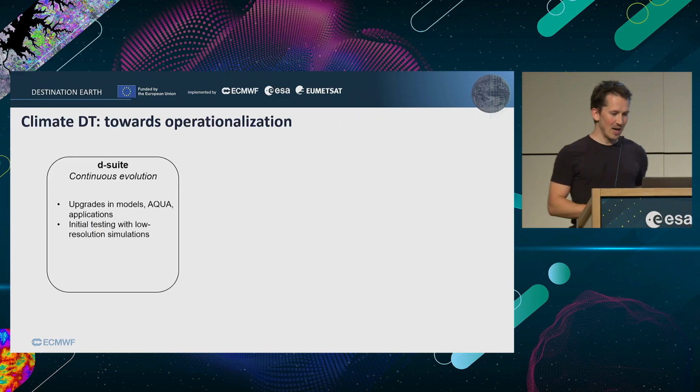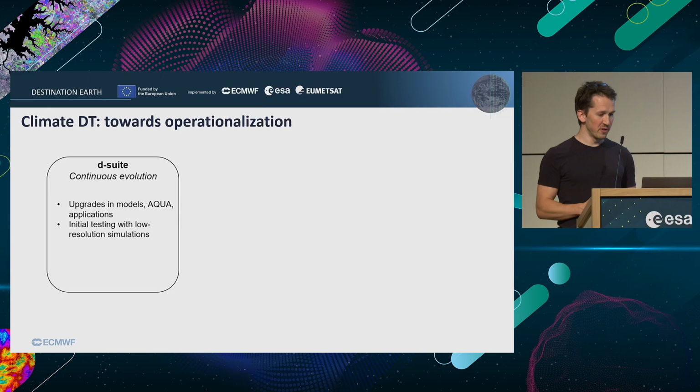Now finally, I want to take you through the operationalization workflow. So there are several important elements that we developed and established here. So it all starts with our so-called D-suite. This is the development stage, where we put the models together, we test that everything works. And this is the stage where we can ingest state-of-the-art advances from research and feed them into the DestinE system.